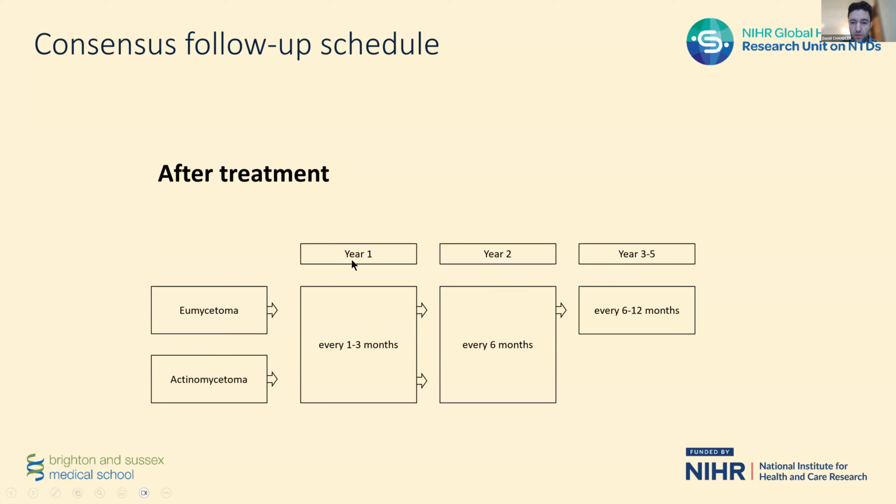And then after treatment, there was a division into a difference for eumycetoma and actinomycetoma. So in the first 2 years, it was recommended that it would be the same, so every 1 to 3 months in the first year, and then every 6 months in the second year. But for patients with eumycetoma, it was recommended that they have a further 3 years of follow-up with an appointment every 6 to 12 months due to the higher risk of recurrence with eumycetoma.